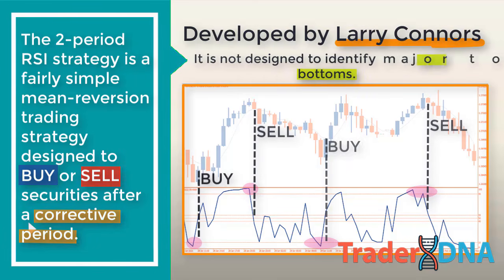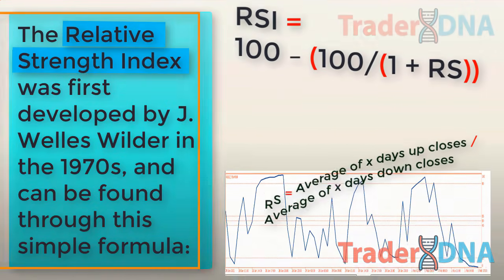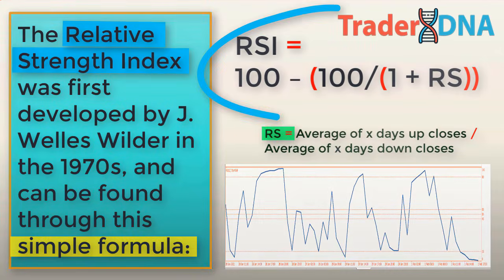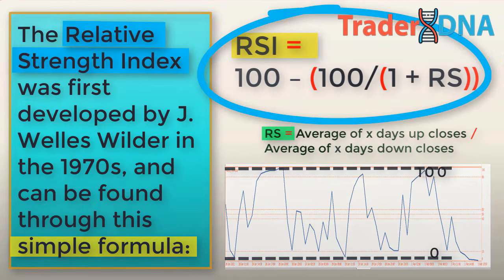The Relative Strength Index was first developed by J. Wells Wilder in the 1970s and can be found through this simple formula. The end result is a number ranging between 0 and 100, with oversold markets indicated as it reaches 0 and overbought indicated the closer the result is to 100.